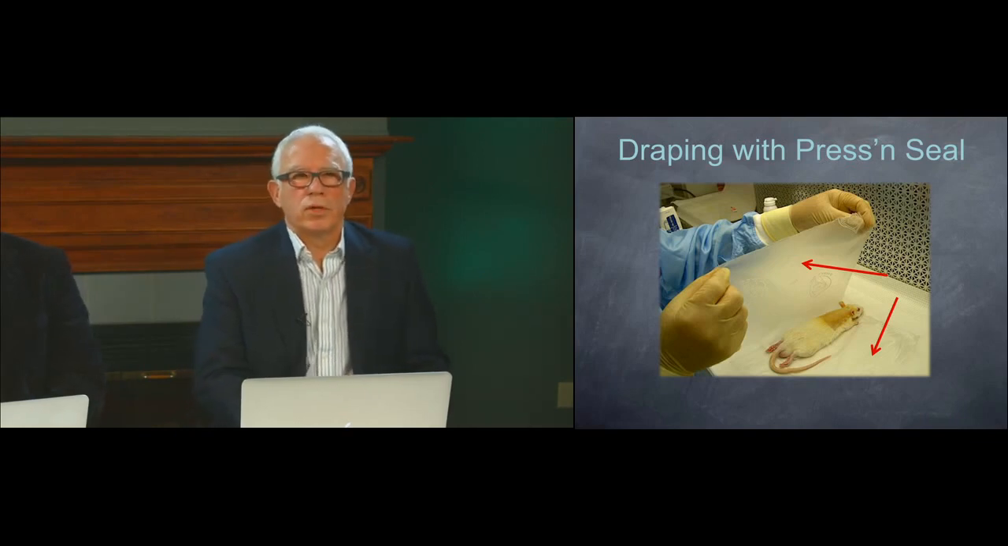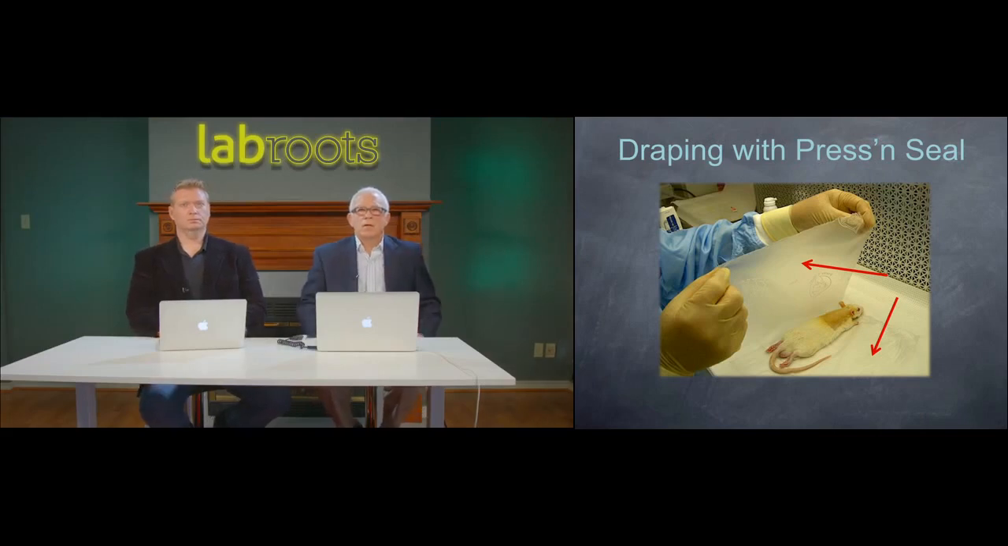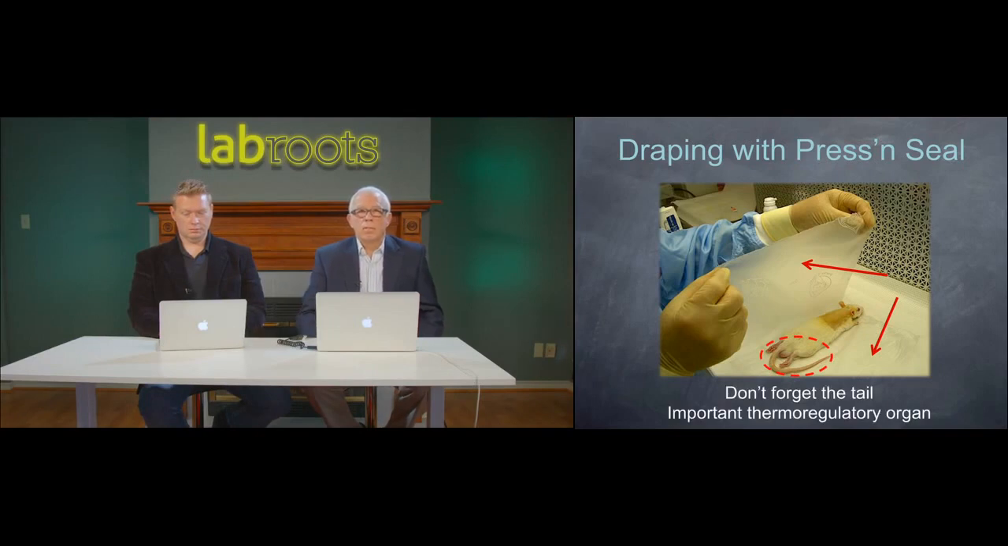I would like to bring your attention to the tail. The tail should always be incorporated as much as possible on the drape, and in particular the plastic drape, and also it should be laying on, and you'll see that in a picture in a few moments. It should be incorporated into the heating pad because the tail is where rodents lose a lot of heat. And if you keep the animal from losing heat through the tail, you're really doing a lot to maintain the animal normothermic.